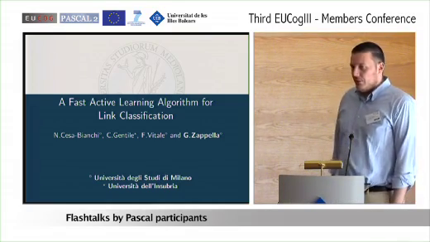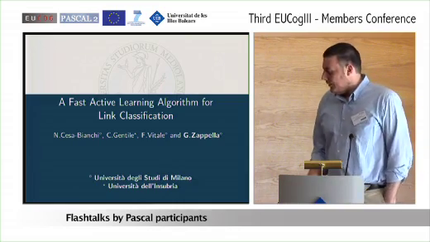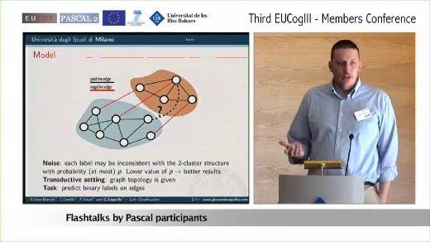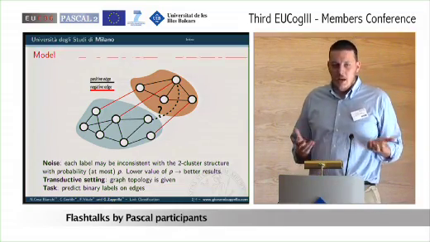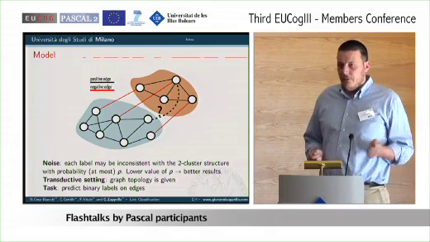In this paper, we present algorithms for link classification. First of all, what is link classification? Let's suppose that you have a social network, and you know that some people in the network are friends, some other people are enemies. So given two people in the network, you want to predict if they are friends or enemies.